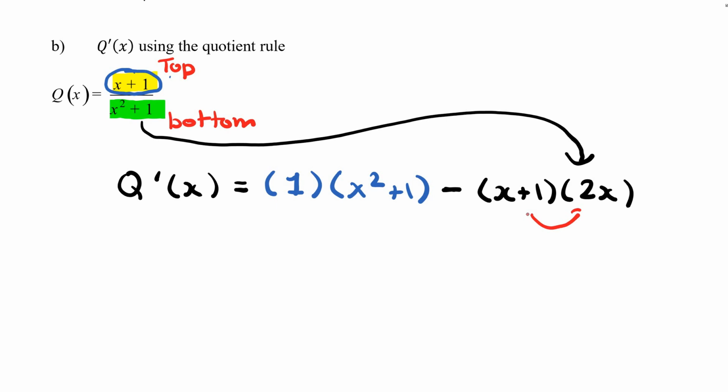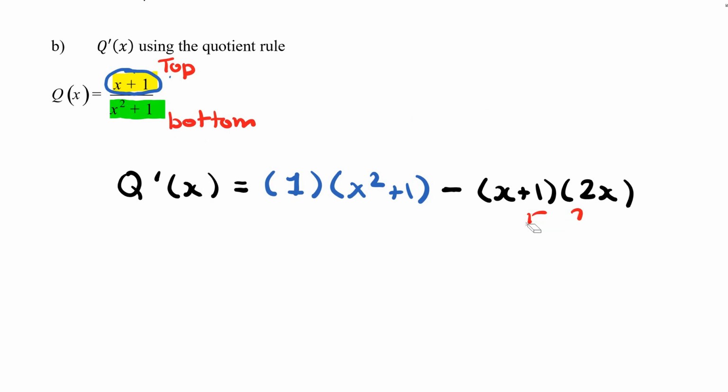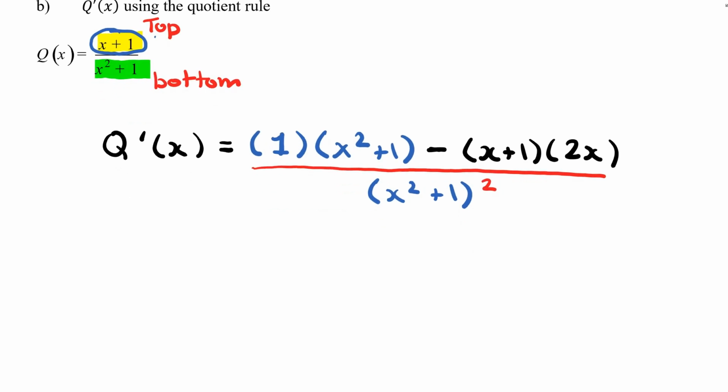Now, you can interchange these, right? So it doesn't really matter if you take the derivative first of the bottom and then times by the top, or you can do what I did, which was top times the derivative of the bottom. When you're multiplying, the order doesn't matter. And then after that, you would divide this by the bottom, which is x squared plus 1, raised to the power of 2. That satisfies the definition. Now, this is totally correct for full marks.